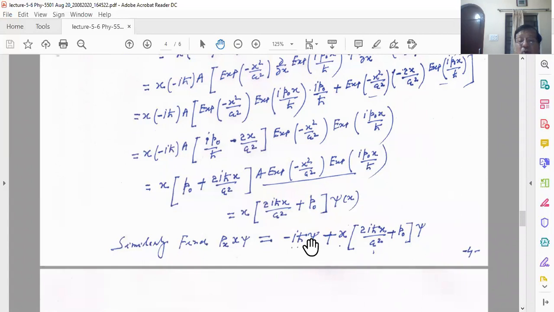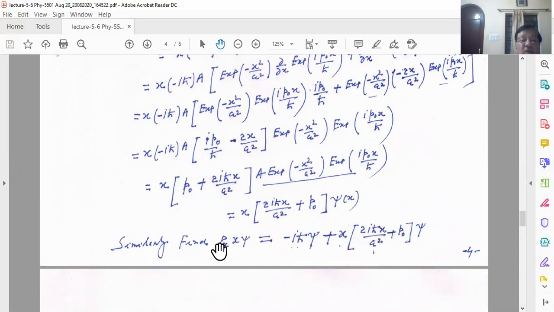The steps are not shown here, but if you calculate the operator product Px x operating on psi, you will get minus iħ psi plus x, this square bracket term 2iħ x over a square P0 operating on psi. This you will get. You please verify. This is your homework problem.